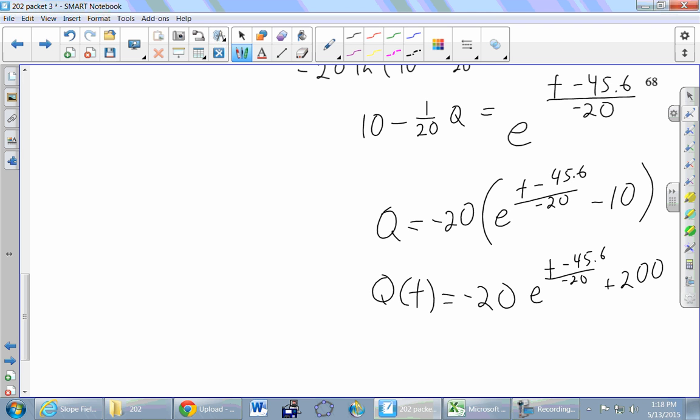So let's make sure we understand the formula. If I said 1 minute into this experiment, how much salt is in the tank, what would we do? Just Q of 1, right? Just plug 1 in for the T. If anybody feels like doing that, that would be lovely.